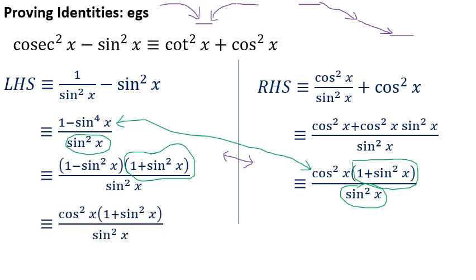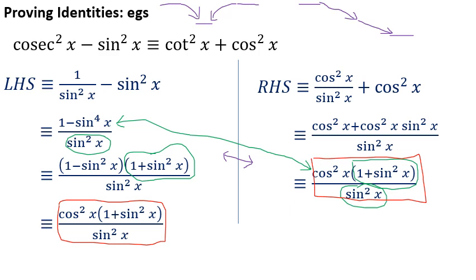1 minus sine squared x is cos squared x, and now if you notice, we've got two things which are the same. They may not look much simpler in the end, but they were natural simplifying steps, so they are downhill, if you like, from both sides.